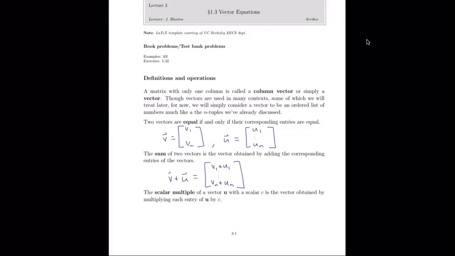The scalar multiple of a vector. If we multiplied the vector u by the scalar c, the real number c, then it would look something like this. c times the vector with components u1 to un. All that would look like would be component-wise multiplication by that scalar: c times u1, c times u2, all the way down to c times un. So pretty straightforward calculations with these things. And we'll see some direct examples of this in just a moment.